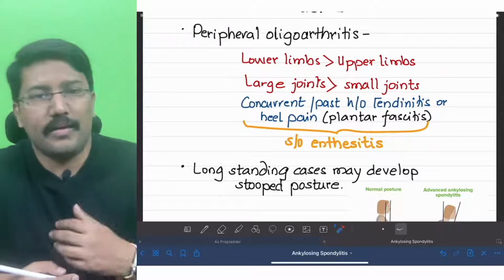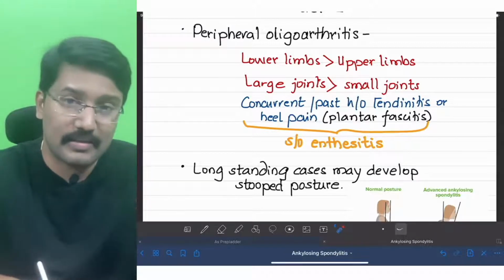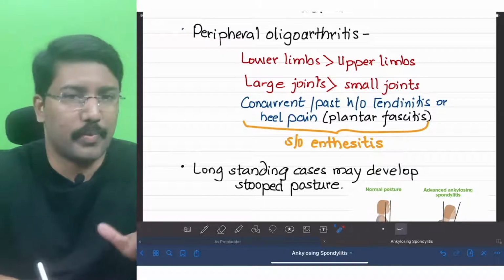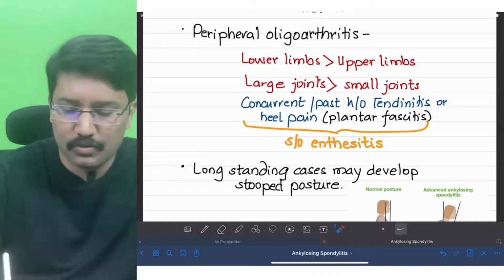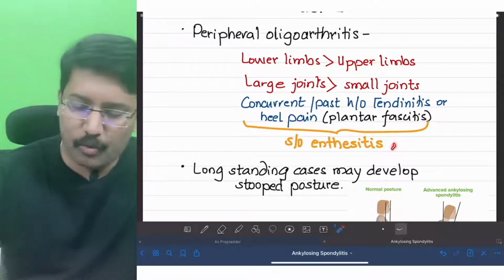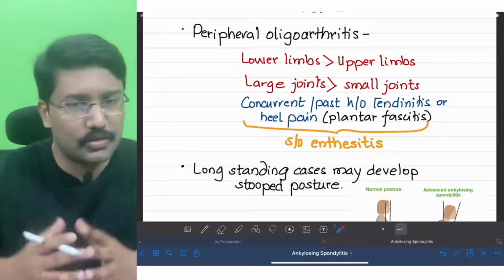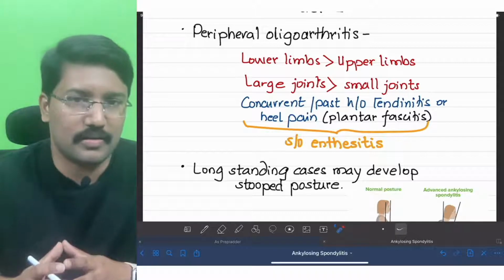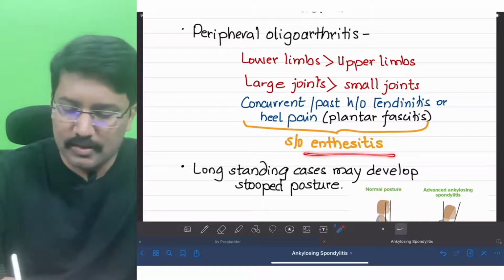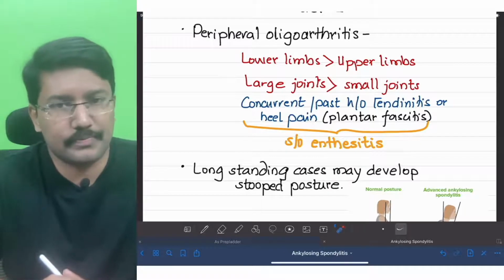One particular important thing in the history you should note is whether there is a history of tendinitis or heel pain in the past, because that suggests the patient might have gone through enthesitis and plantar fasciitis. All these are pointers towards enthesitis, and enthesitis is one of the characteristic findings associated with spondyloarthritis. What is enthesitis? Inflammation of the tendon insertion points.